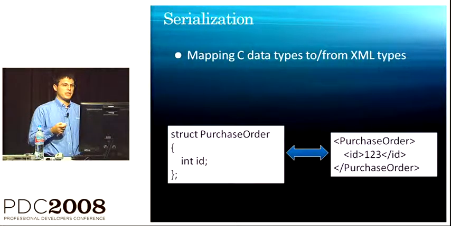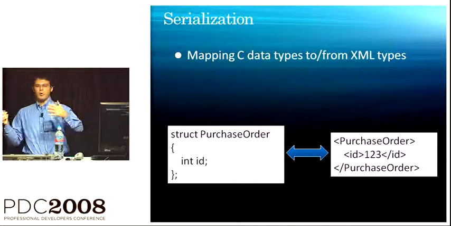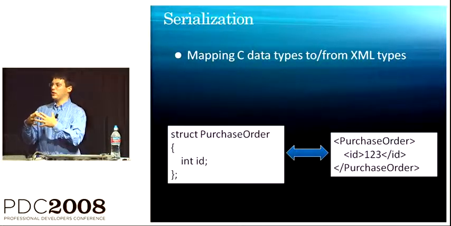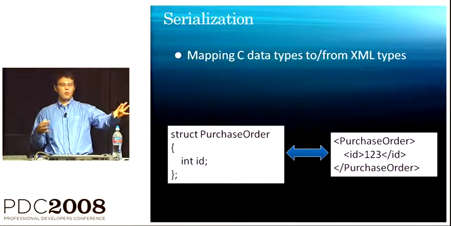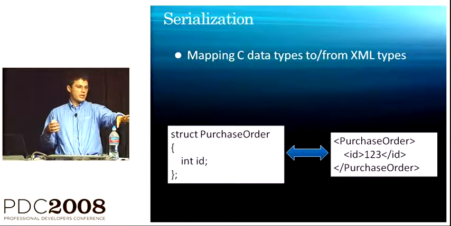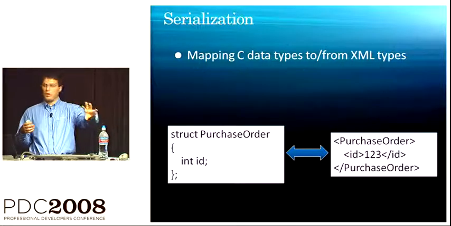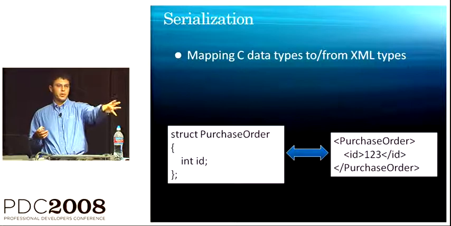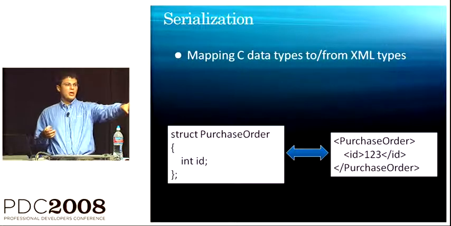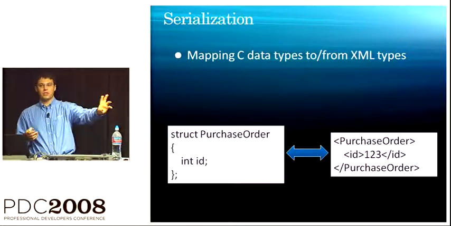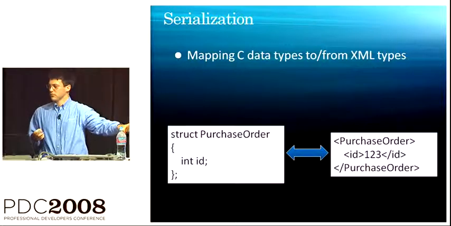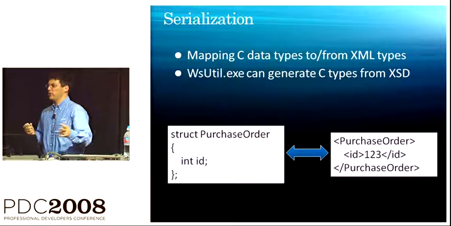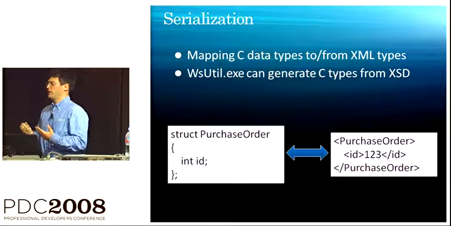The way that works is there is a one-to-one mapping between the complex types that you expect in a data contract and the C structures and elements. So in this example, you have a purchase order element that could be part of the purchase order complex type. It could be part of the SOAP message, and you actually work with a C structure, purchase order. And that's where WSITL comes in handy. It generates all those C types for you from the XSD.